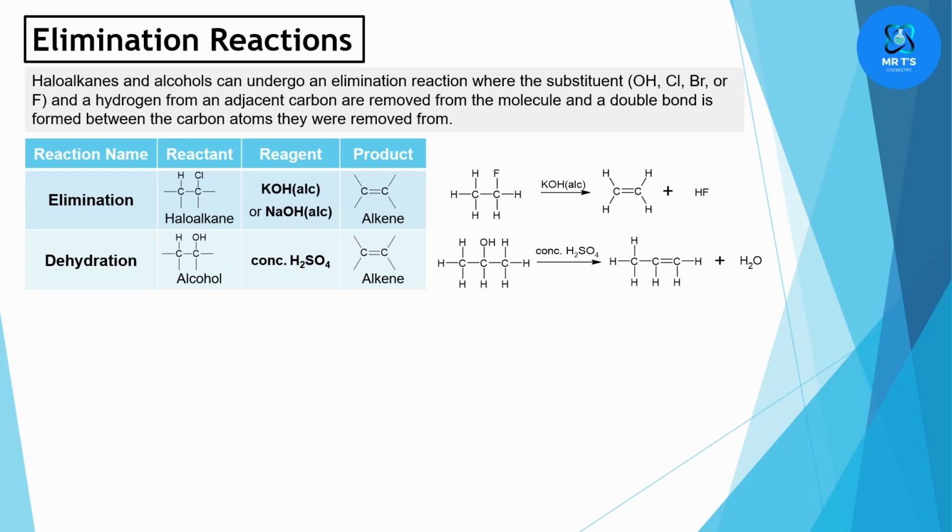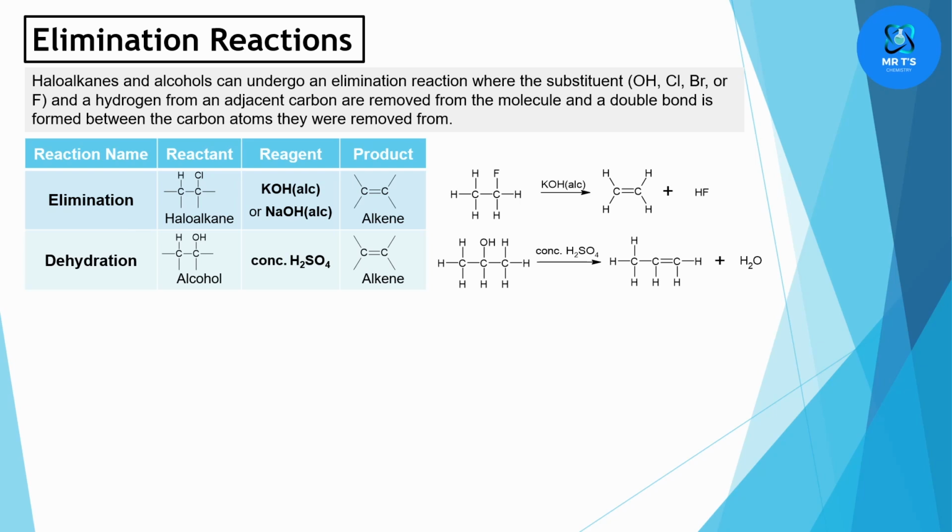Right, let's have a look at elimination reactions. So we have elimination reactions that essentially, when we take away two atoms or an atom in a group from an organic compound, the places where those substituents were removed are going to turn into a double bond.